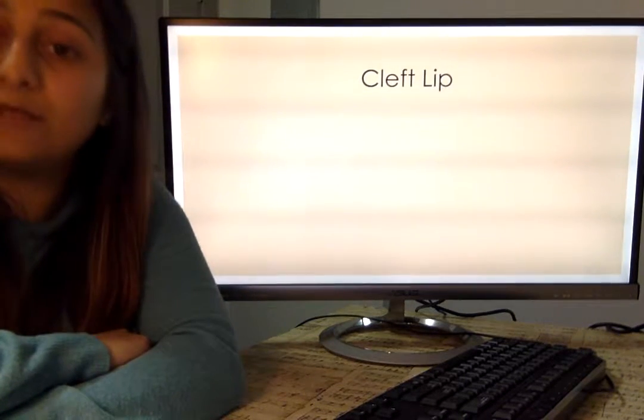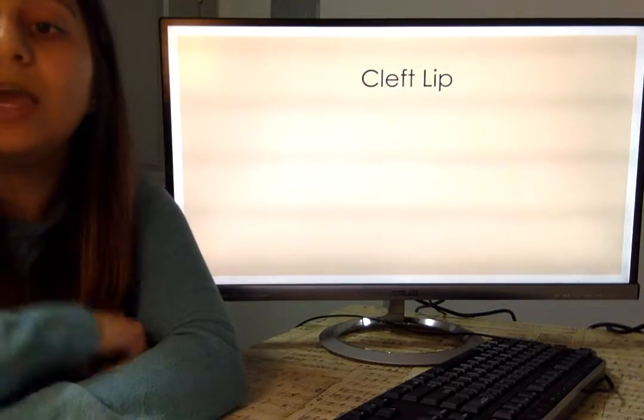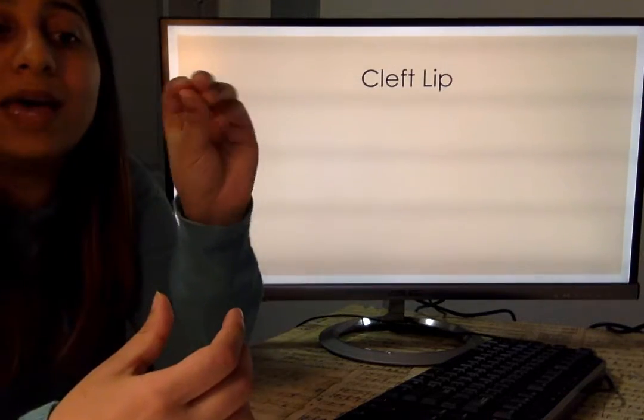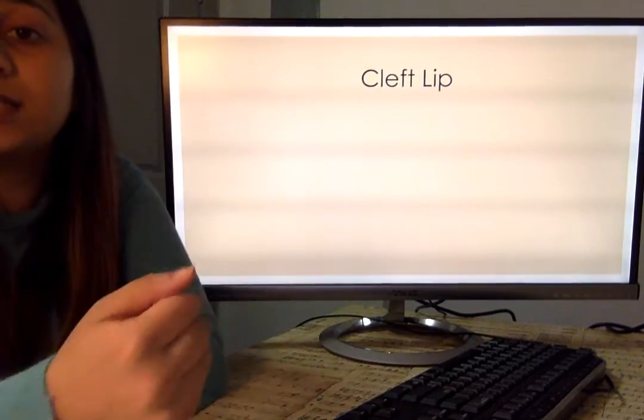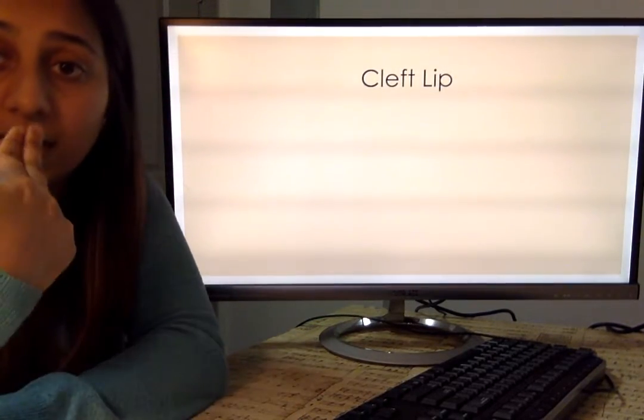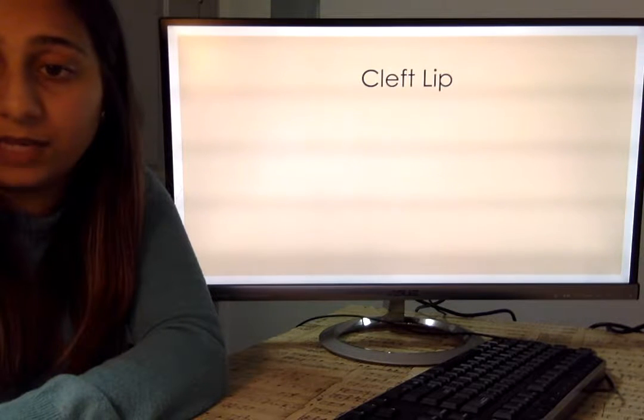Cleft lip. For cleft lip, we're going to teach the mother to allow the baby to latch on while we get her to cover the hole of the cleft lip with her fingers or her hand. Steri strips can also be used to close the cleft lip while the infant feeds.